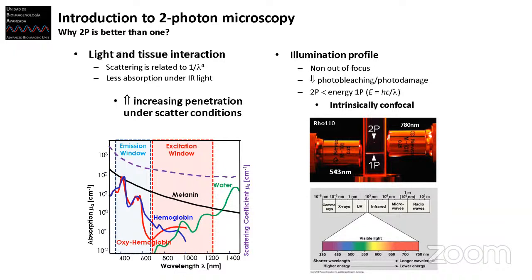So this is the reason why two-photon excitation can penetrate more in the tissue, and we can do images at 1 millimeter depth now in natural condition.